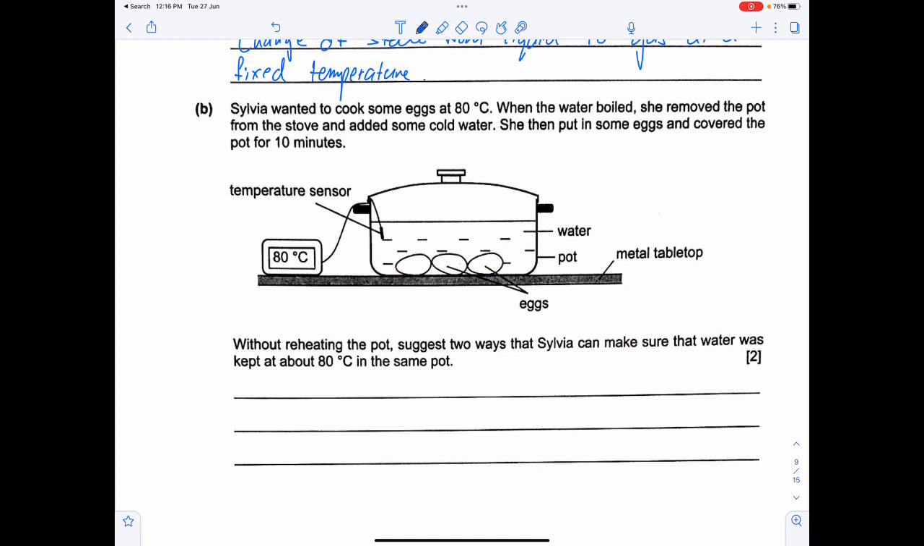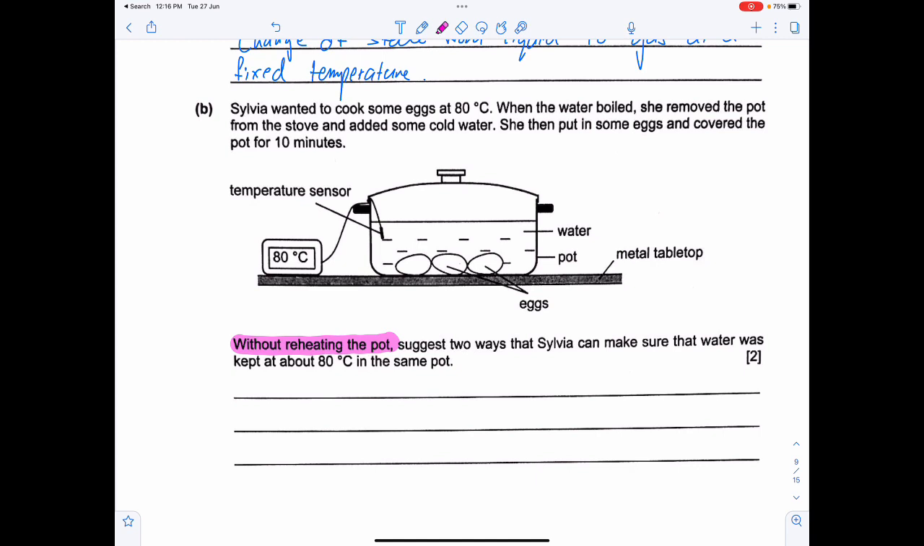Next, this question was very poorly done because you did not look carefully. Sylvia wanted to cook some egg at 80 degrees Celsius. When the water boiled, she removed the pot from the stove and added some cold water. She then put in some eggs and covered the pot for 10 minutes. And then there's a temperature sensor. The key word here is without reheating the pot.